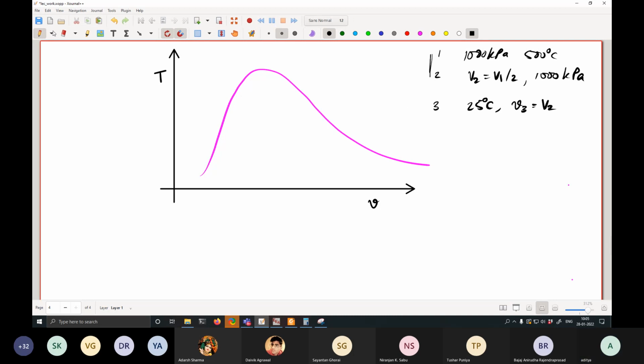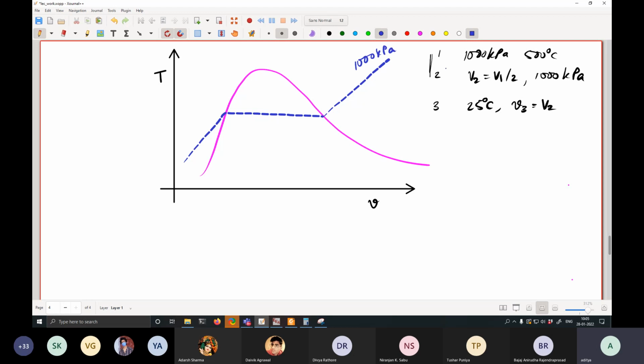Very first thing, I should draw something on this plot. What should I draw? Sir, that 1000 kilopascal isobaric process. Yes, very good. You are correct. See, why are you nervous? Don't be nervous. So I will first draw the 1000 kilopascal isobar.